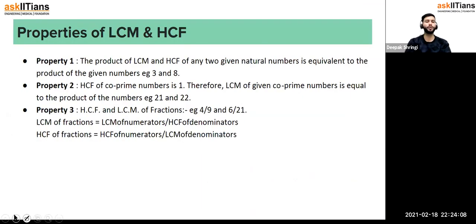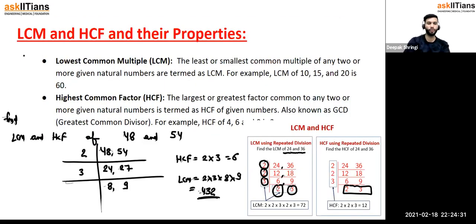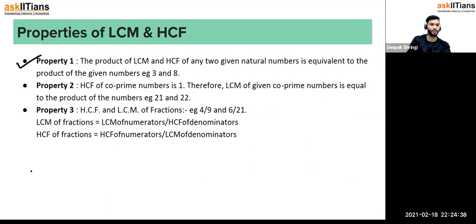Okay. Now we need to understand some properties of LCM and HCF. There are some very important properties. The first one is very important. Look at what it says. The product of LCM and HCF of any two given natural numbers is equal to the product of the given numbers, right? So I'll quickly go forward and show you this property. We got the LCM and HCF of 48 and 54. HCF was 6 and LCM was 432, right? Look at this now. So what is LCM into HCF? It was 6 into 432.